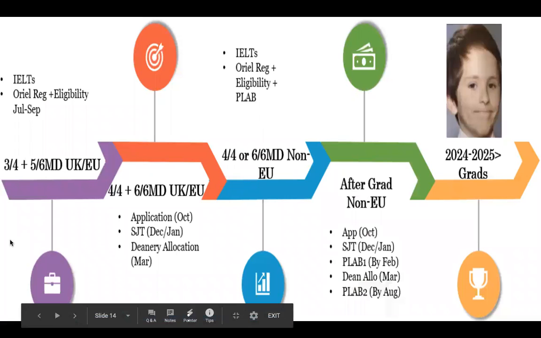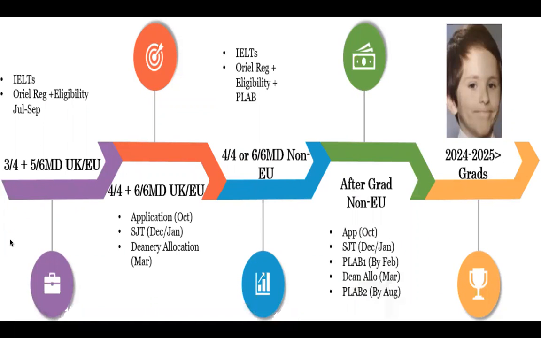Okay, this is a bit long, but I'll try to explain it. If you're in your penultimate year, so 3, 4, 5 or 6 MD, and you're a UK or EU national, you can take the IELTS. Make sure that's done before August, and you have to register for Oriel, and I'll explain what Oriel is, and the eligibility process that we all have to do, and that will take place from July to September.